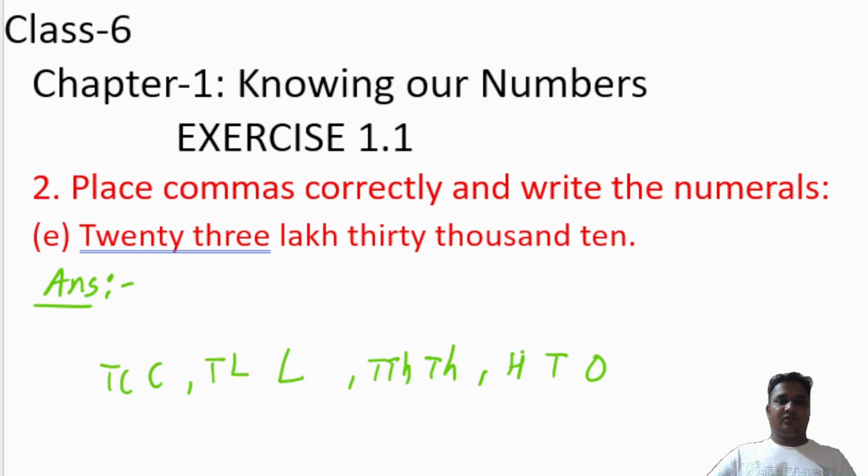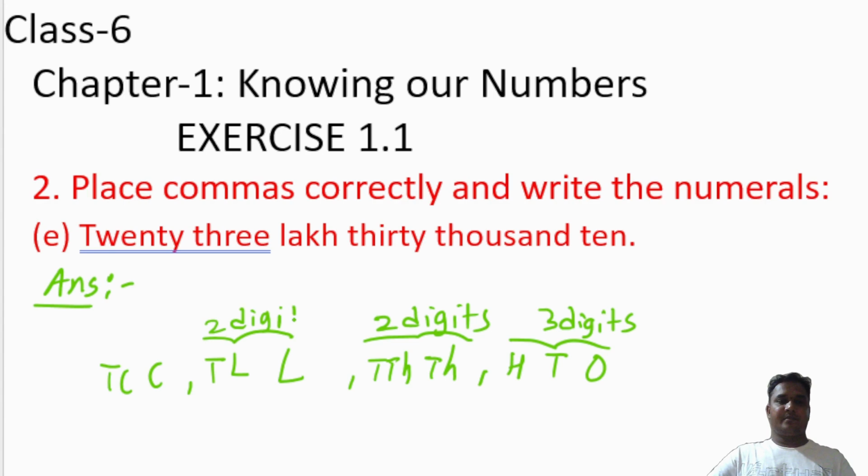So we know that the unit place will be 3 digits as I said before, and then the next, thousand, will be 2 digits, lakh 2 digits, as well as crores 2 digits. So now we'll understand this question. 23 lakh. There is no crore value, so it will be 0, 0.